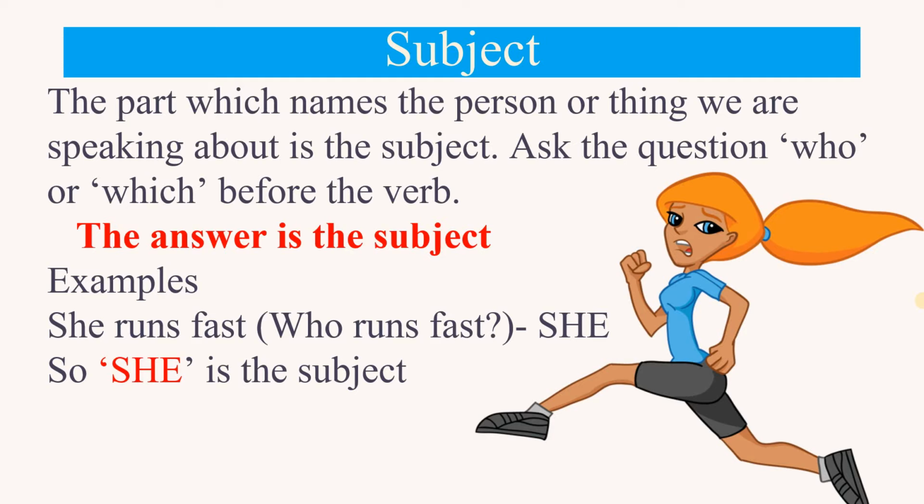Ask the question who or which before the verb. The answer is the subject. For example, she runs fast. Who runs fast? She. So the whoங்கிற கேள்விக்கு பதில் she. She runs fast. So she is the subject in this sentence.